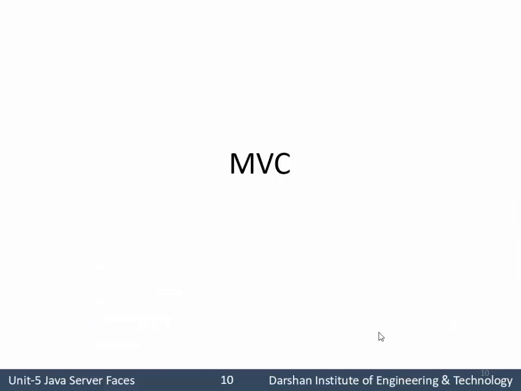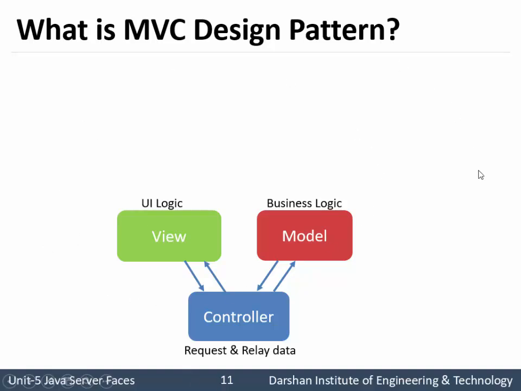Now, some basics about MVC architecture, because JSF technology is based on the model view controller architecture. So this is a simple diagram of model view controller: view, which defines user interface logic; model, which defines business logic; and controller. The task of the controller is request and relay of data. So for example, if a client makes a request, first of all the request is received by the view, that is the UI logic. As per the request of the client, the data is forwarded to the controller. Now here the controller will decide where to transfer the data. So it will call the model.